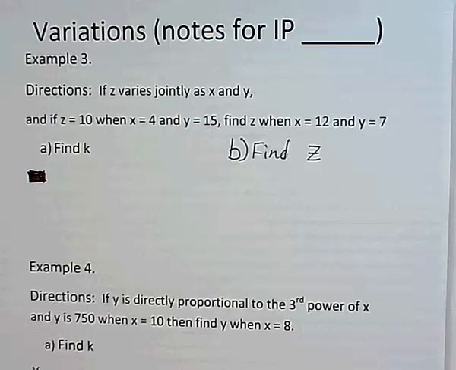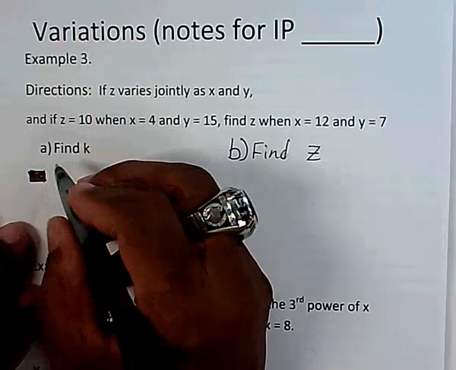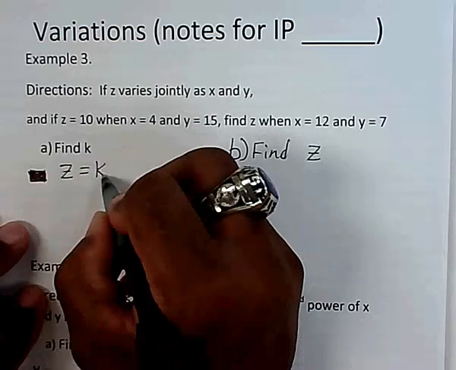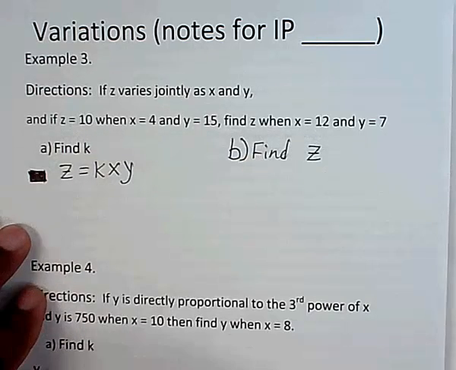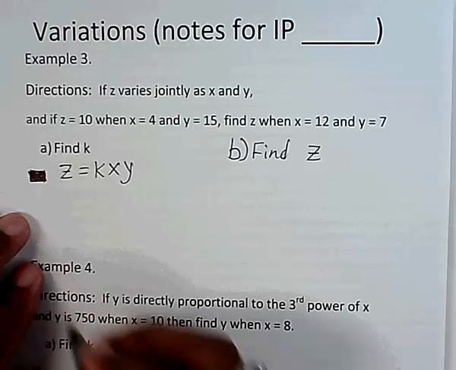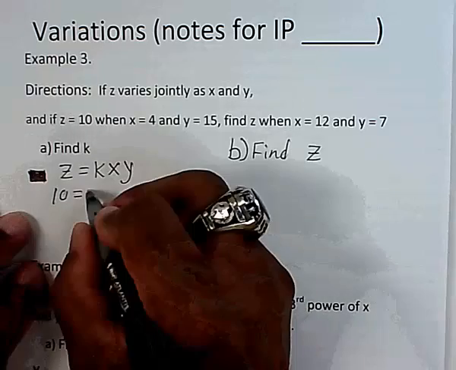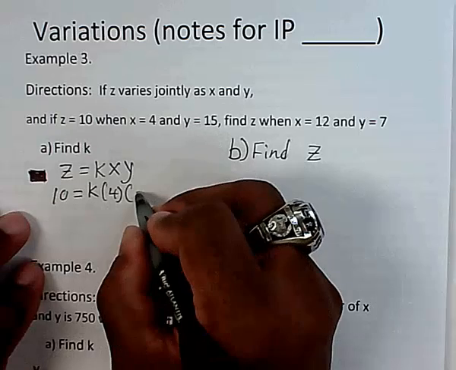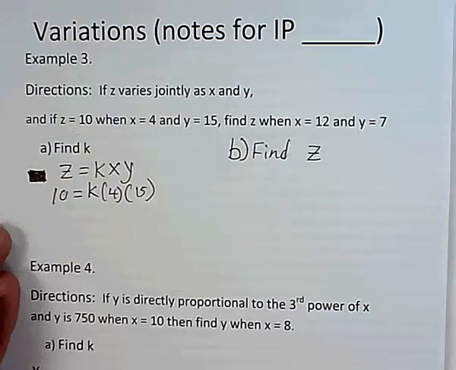x and y. Before we can find the value of z, when we have the equation for joint variation, we know that z equals k multiplied by x multiplied by y. We need to find the value of k first. We're given that the value of z is 10, so we'll substitute that in. We don't know the value of k. My value of x is 4. The value of y is 15. And so we're going to need to solve for k.